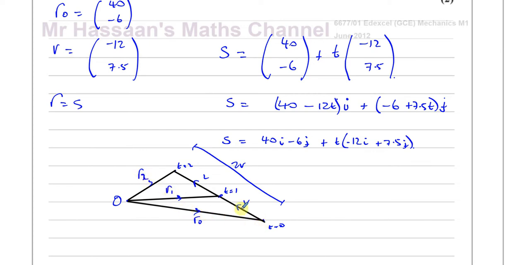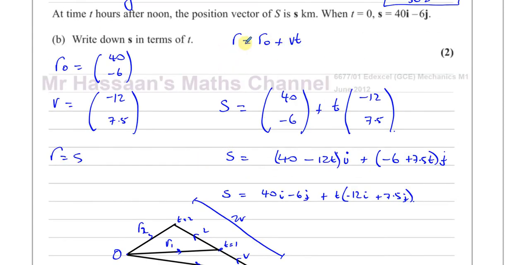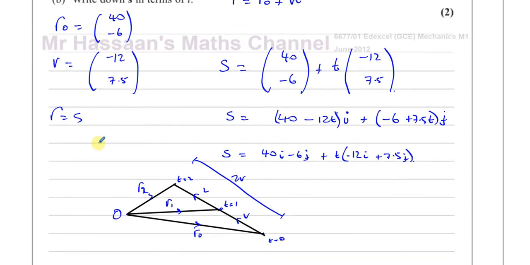That's after 0 hours, after 1 hour, after 2 hours, and so on. After 3 hours, after 4 hours, after 5 hours. It tells you where it is in relation to the origin, how to get to that point in relation to the origin. That's what position vector means.